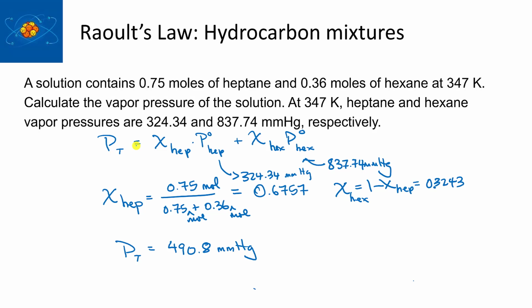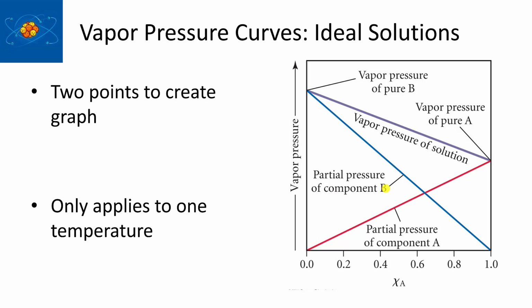So one of the handier things that you can do with binary mixtures is create what's called a vapor pressure curve. For a binary mixture, that means a mixture that only has two substances in it, you only need to know two values to create the vapor pressure curve for all mixtures of the two substances. Okay, so let me show you how this is done.